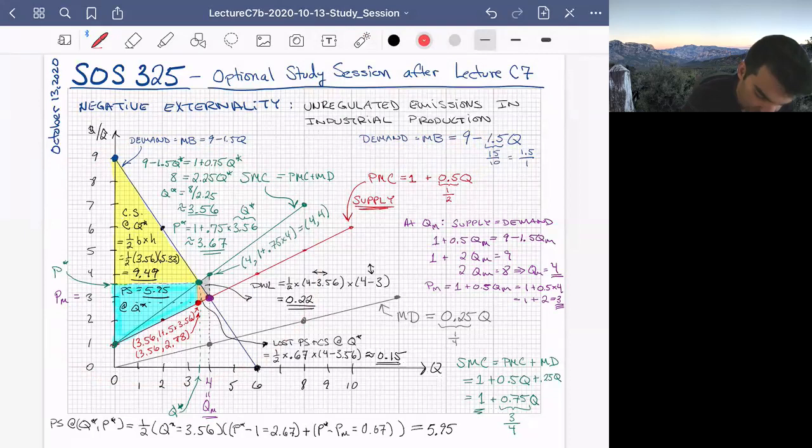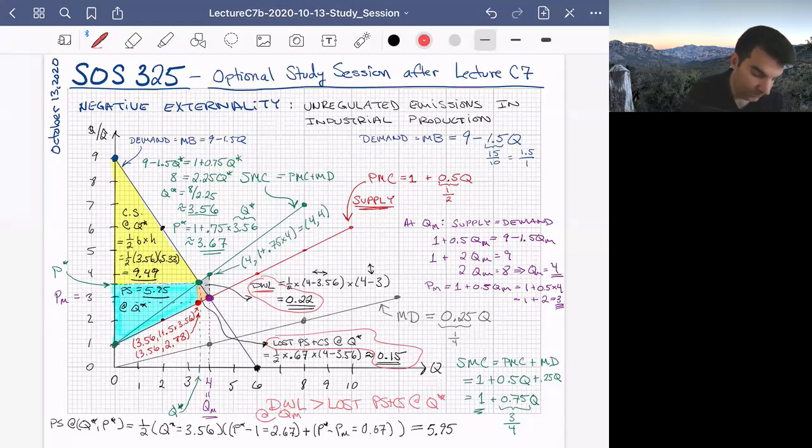Sure, so what I'm saying here is, if I compare the deadweight loss here to the lost PS plus the CS, then what I find is that the deadweight loss is greater than the lost PS and CS at Q star. So this is the deadweight loss at QM. If you were arguing where we should produce, what's best, should we be producing 4 million units of the good, or should we produce at Q star, which is 3.56 million units of the good?